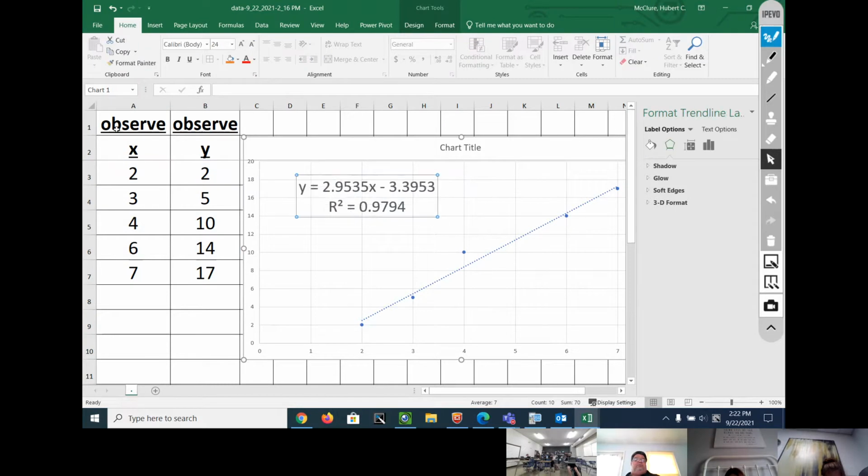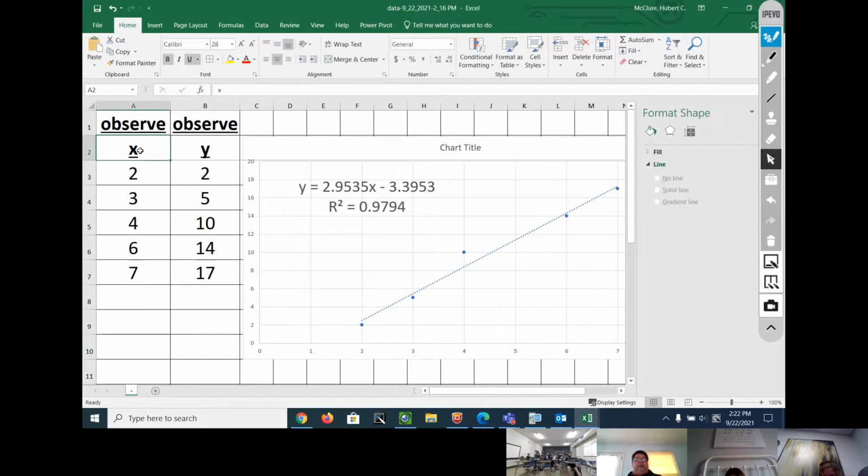Let's say that your X here is, I don't know, the number of years you've been working at a place.